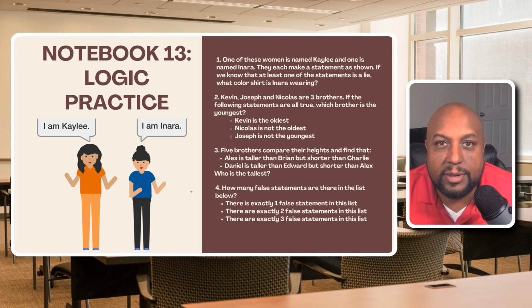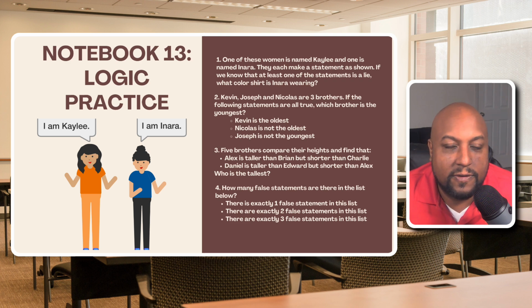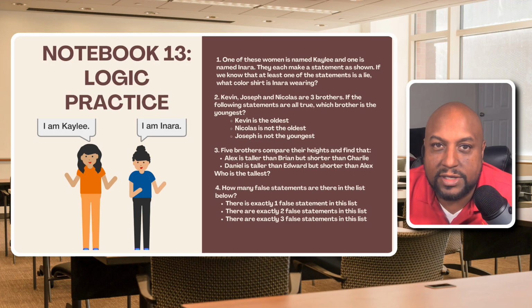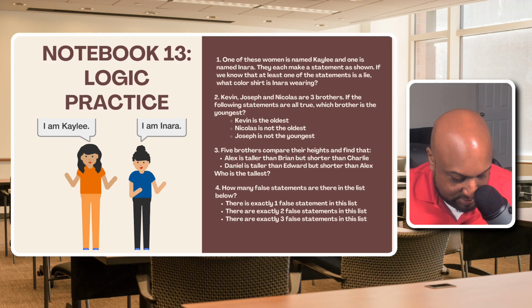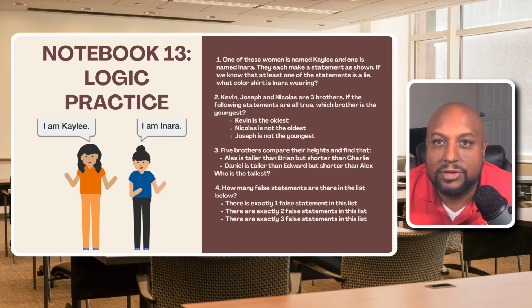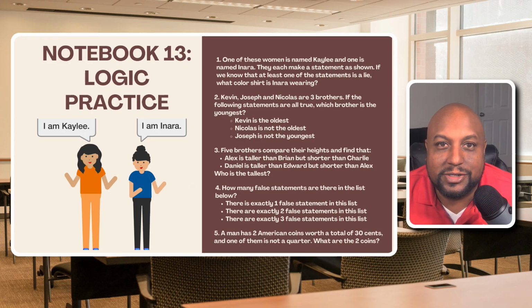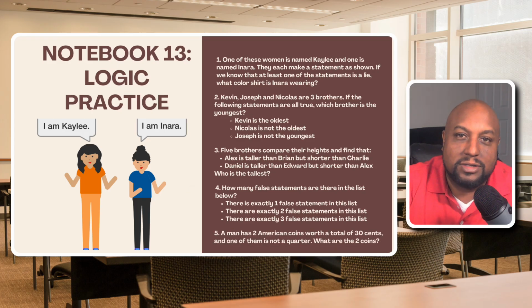How many false statements are there in the list below? The first one: there is exactly one false statement in this list. The second one: there are exactly 2 false statements in this list. The third one: there are exactly 3 false statements in this list. How many of those statements are not true? Which is another way of saying how many of them are true, right? So the question is how many are not true, though. So if you figure out how many are true, then you can do the math. And then number 5, last one here. A man has 2 American coins worth a total of 30 cents, and one of them is not a quarter. What are the 2 coins?